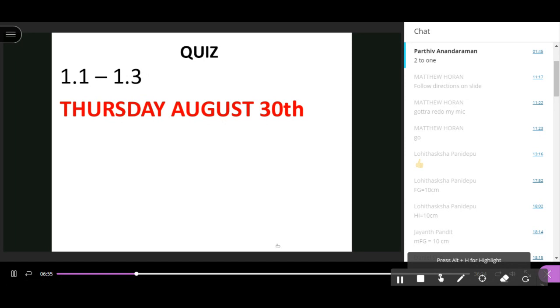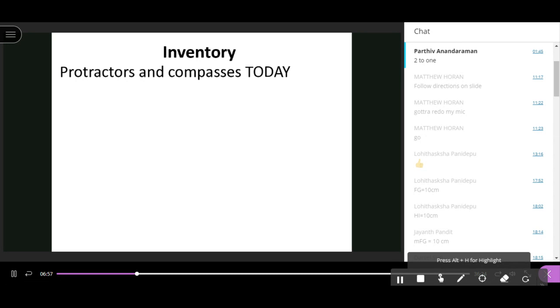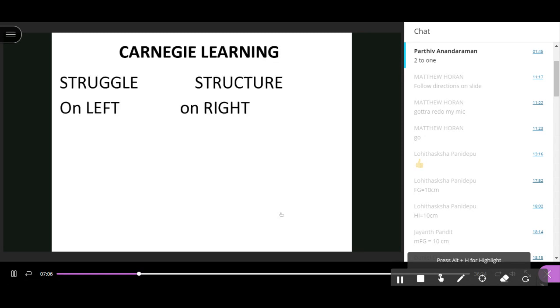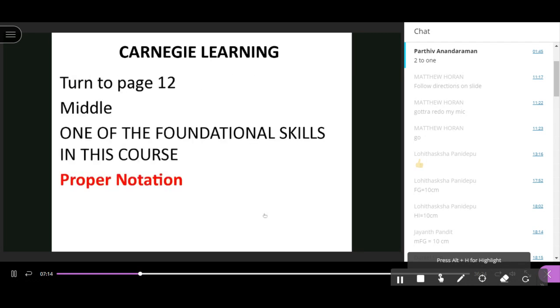You need protractors and compasses. The protractors just to kind of make a straight line, but you definitely need a compass. You'll need that this evening when I send a remind out that I've made the recording for how to duplicate a line segment. All right, so your Carnegie Learning, struggle on left, structure on right. Some people like to do pencil and pen. Some people like to do top, bottom, all up to you.